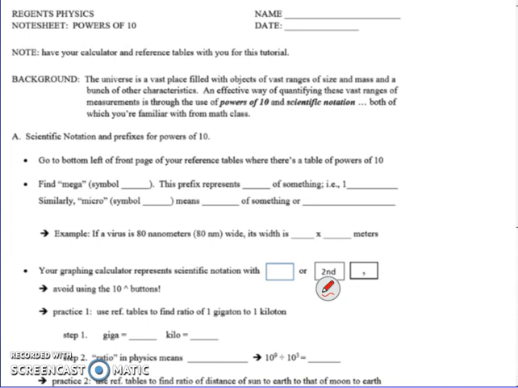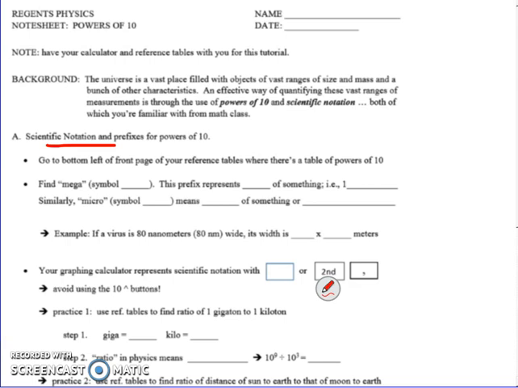Okay? So you just want to review the rules, understand that your reference tables has some prefixes in it that you have to be aware of, and know how to look up and use them appropriately. All right, so I'm going to start with scientific notation and prefixes of power of 10.